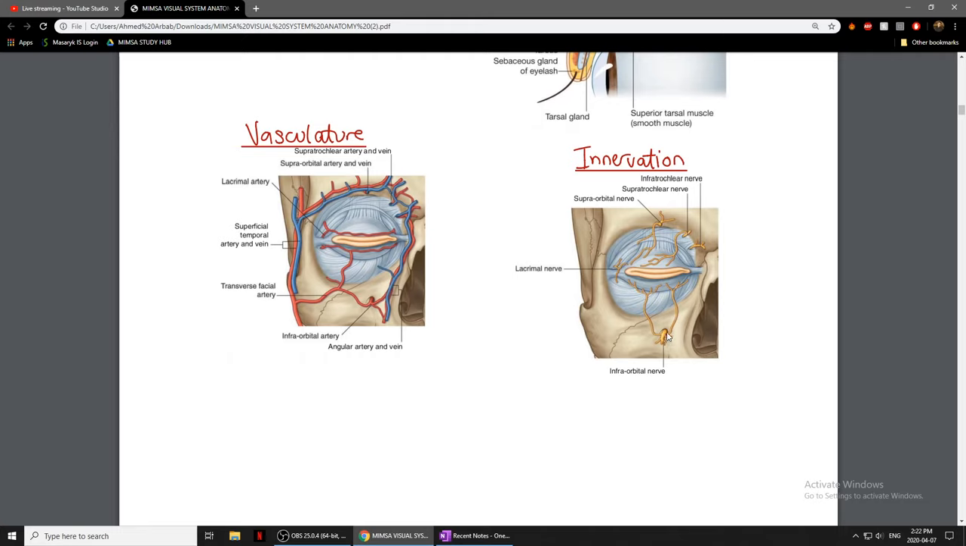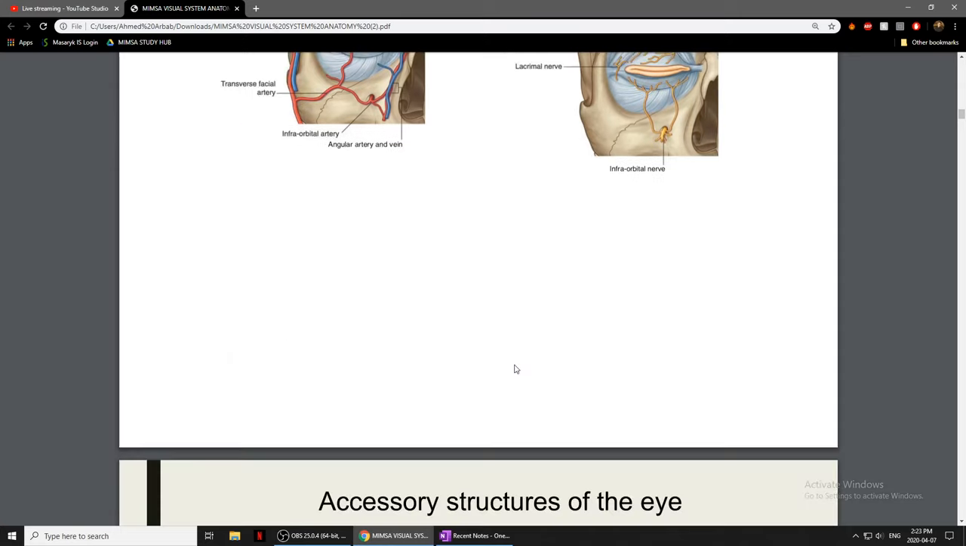So V2 is the maxillary nerve, the second branch of the trigeminal nerve, cranial nerve 5. And this infraorbital nerve gives branches that move upwards for the lower eyelid.